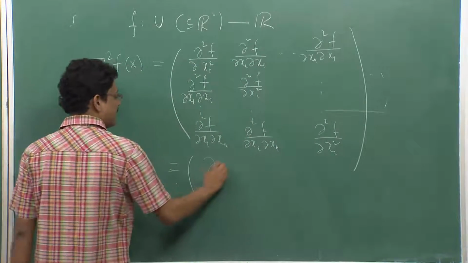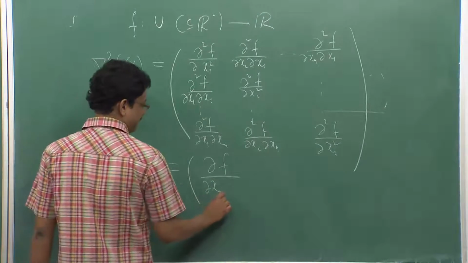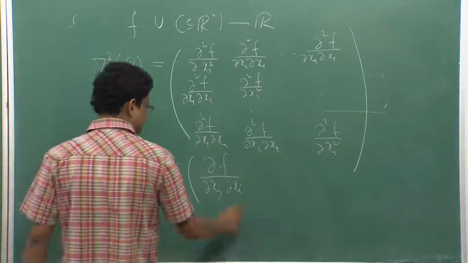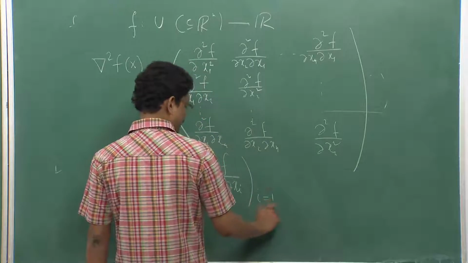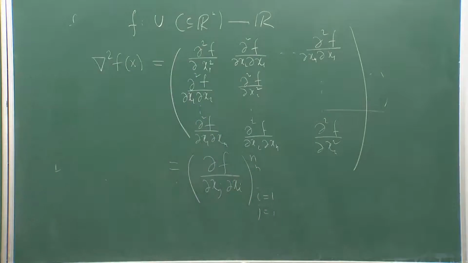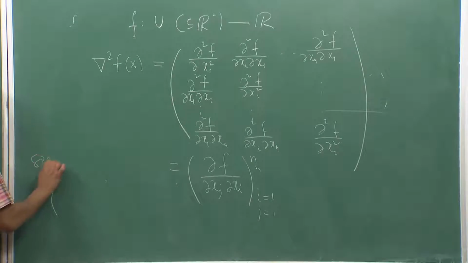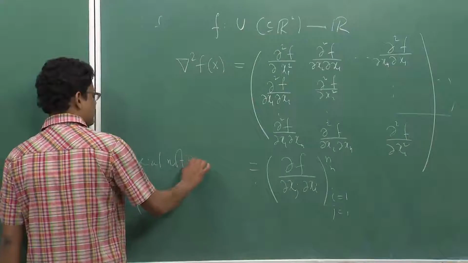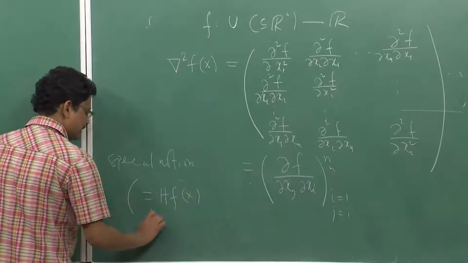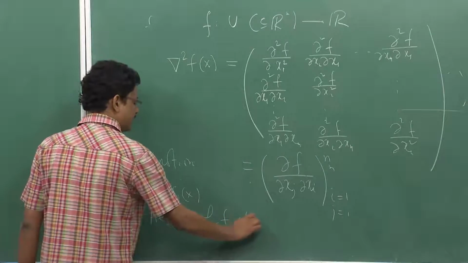Which is written as del f_i, sorry, del square f del x_j del x_i, with i equal to 1 to n, j equal to 1 to n. And some books use a special notation for this, and we will use it also in our next calculation next time. It is called H f at x, and written as Hessian of f at x.